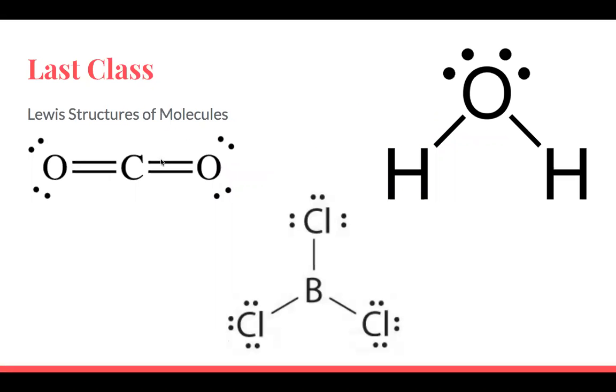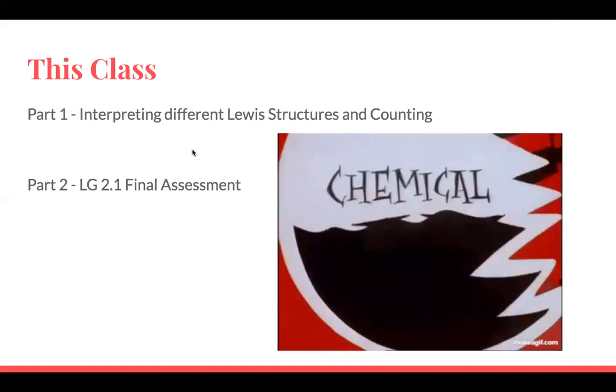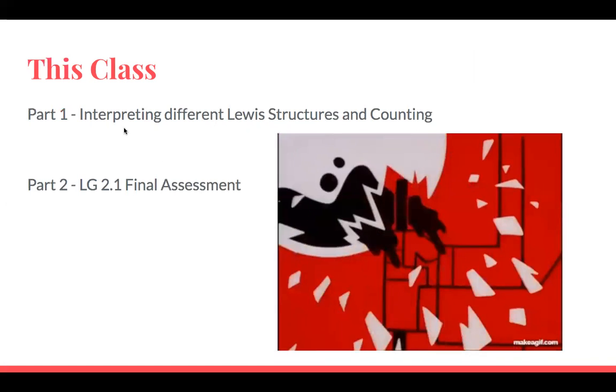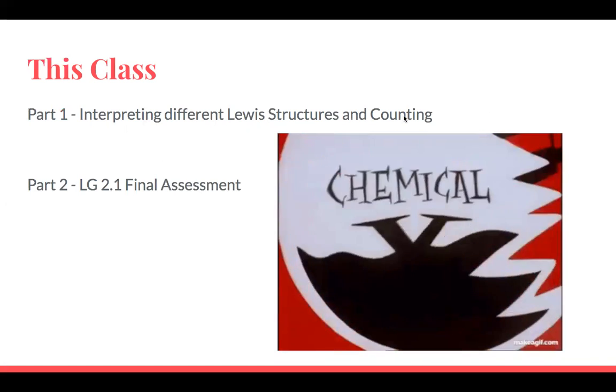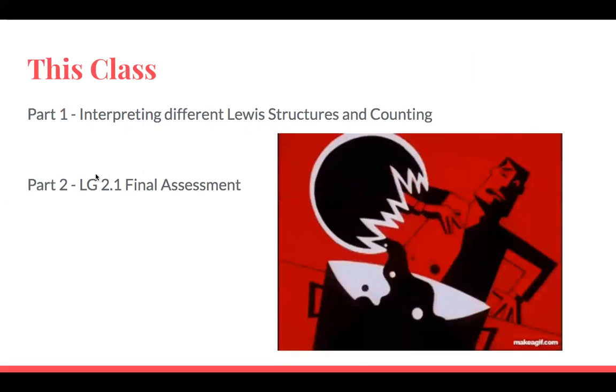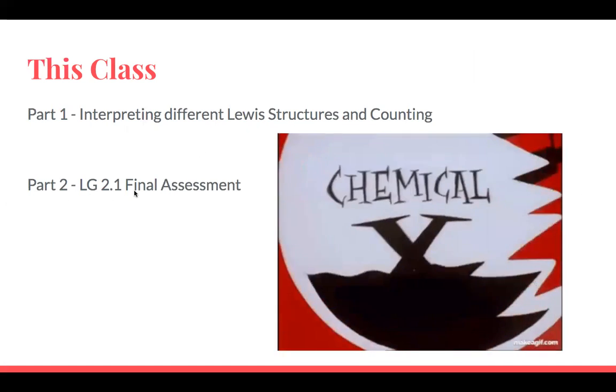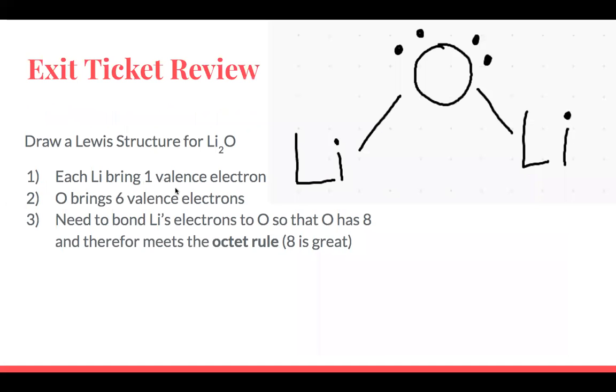Last class we talked about Lewis structures of molecules. So we upgraded from just a singular H atom or a singular O atom, and we said, hey, what if we combine them? H, O, H, our good friend water here. What about carbon dioxide? Carbon with two oxygens. We learned all about how to combine all the electrons together to make these. Today, we are going to be interpreting different Lewis structures and doing some counting practice. And then part two is going to be the 2.1 final assessment, which will be the majority of class.